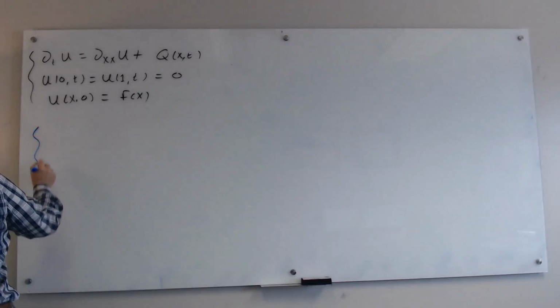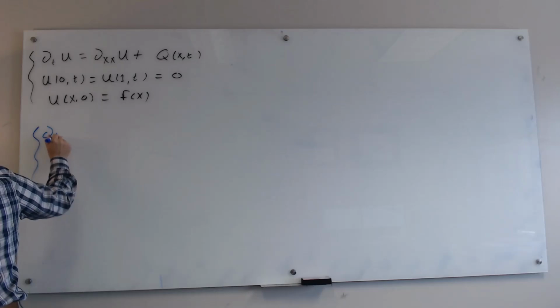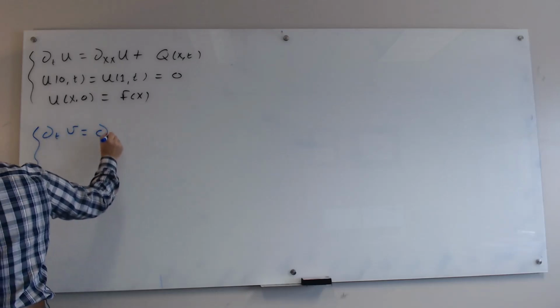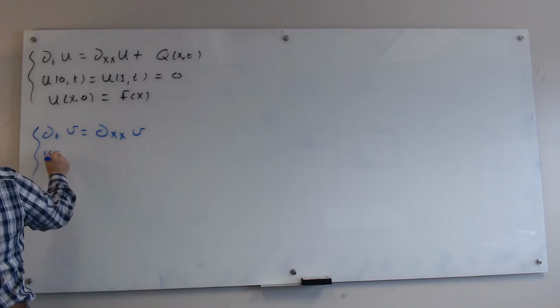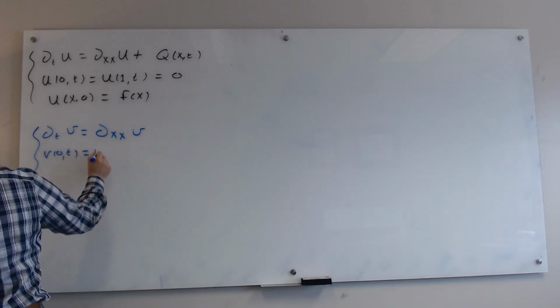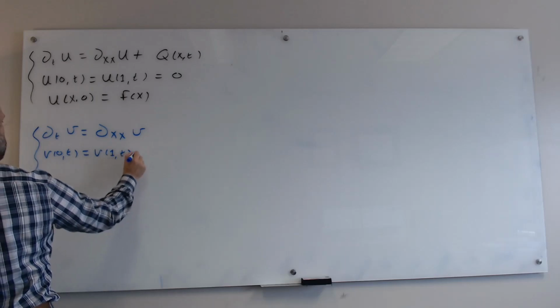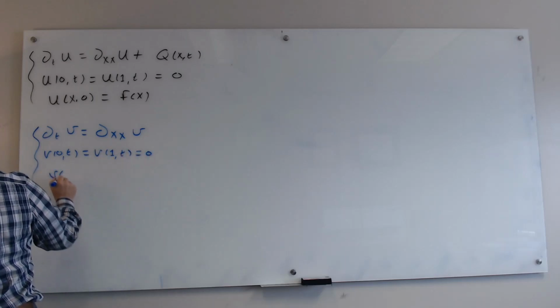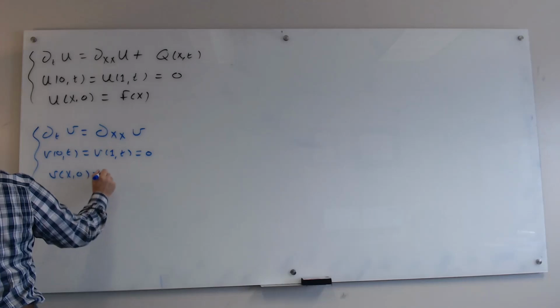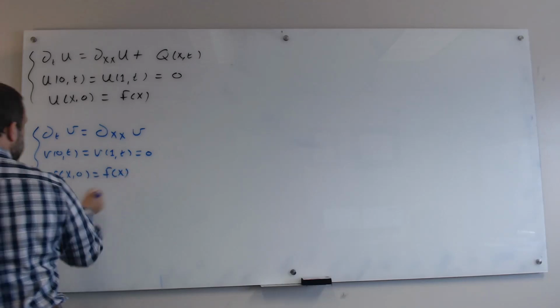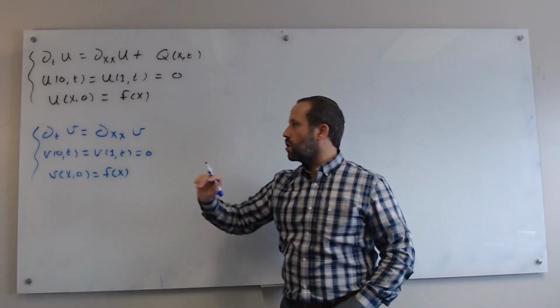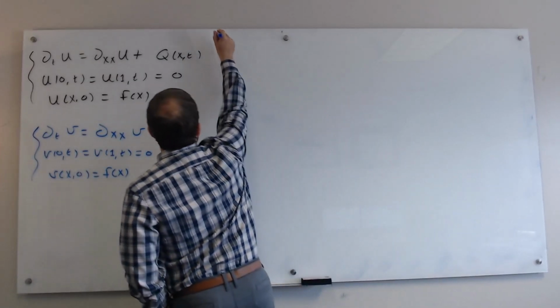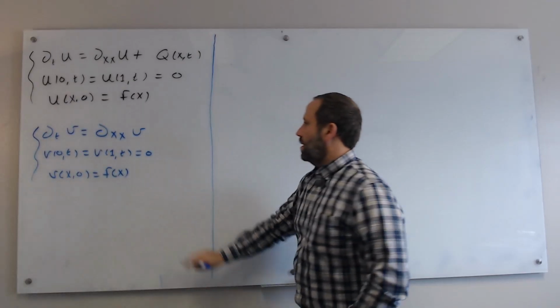So what we're going to do is solve the corresponding homogeneous problem, which is going to be the t derivative of v is equal to the double x derivative of v. v of 0,t is equal to v of 1,t, and that's equal to 0. And v of x,0 is equal to f of x. Okay, so it's just the same problem without the q term. Now again, we can solve this problem exactly.